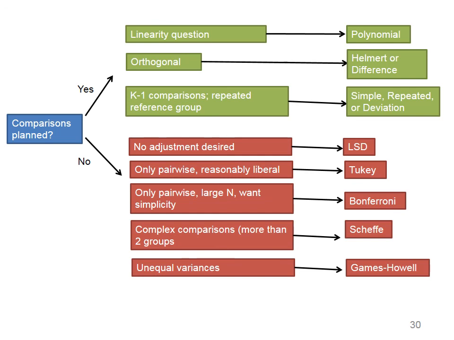If you're doing post hocs, so you don't have planned comparisons, if you can justify no adjustment at all, use LSD. Normally, you'll want to do an adjustment where you then vary from relative liberalism with Tukey to simplicity but conservatism with Bonferroni. If you're comparing more than pairs of groups, you need Scheffé. And as we said, if you have unequal variances, use Games-Howell.